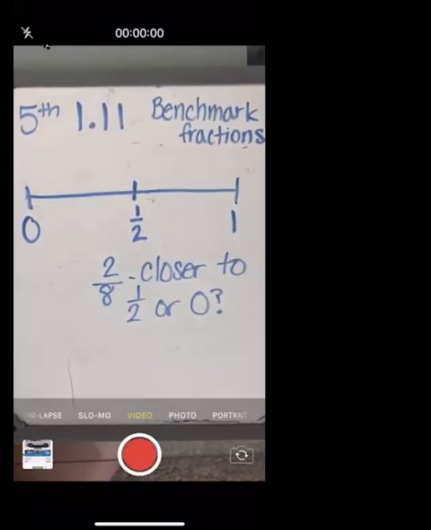Now, is there someone different? I got it. All right. How would you explain it, Bella? So 2/8 is closer to 1/2 because 2/8, the next number down would be 1/2 for them if it was like this.